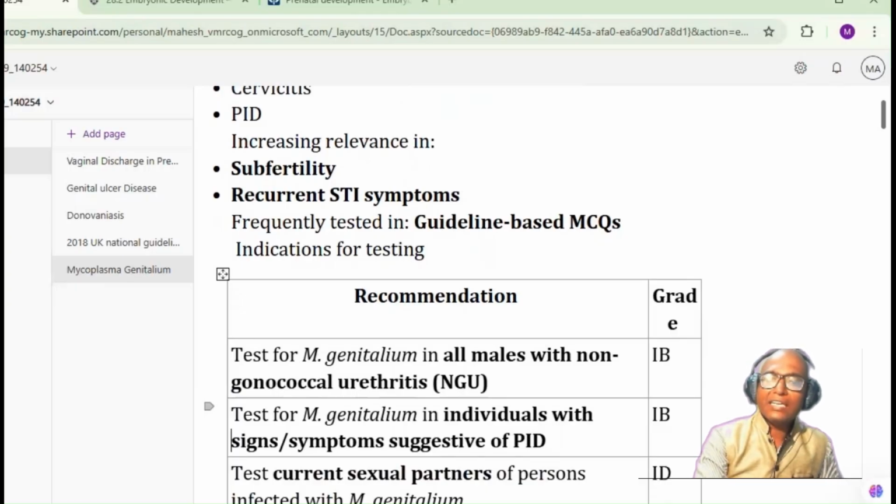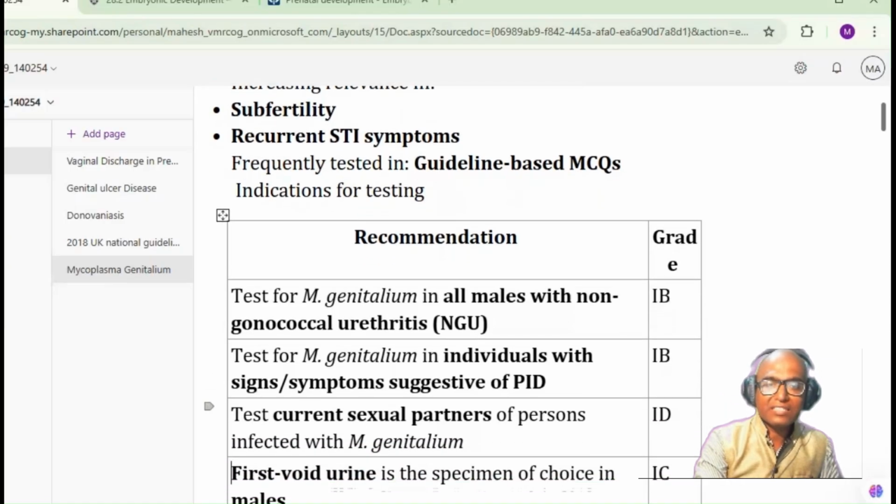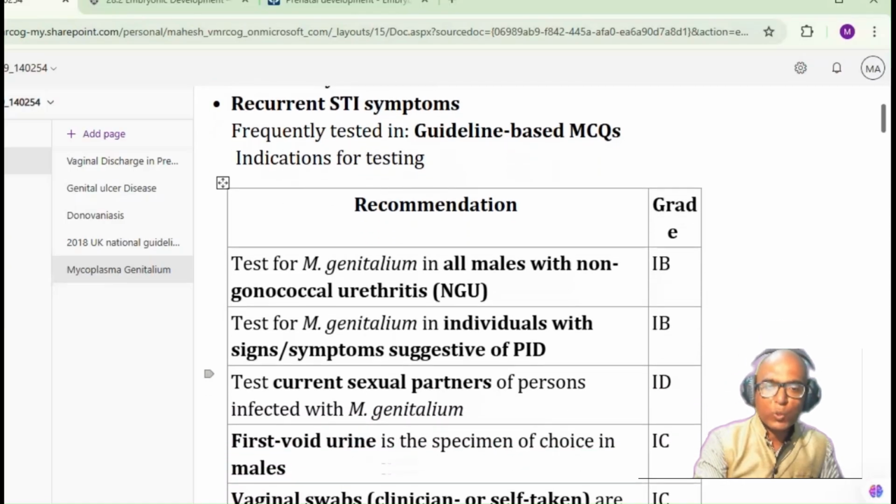Okay, so generally in males it will be a urethritis presentation, in females it may be PID. So if it is persistent, then you will definitely test these patients for mycoplasma also. Test current sexual partners of persons infected with mycoplasma. Now you have diagnosed the mycoplasma infection, you will test the current sexual partners also.